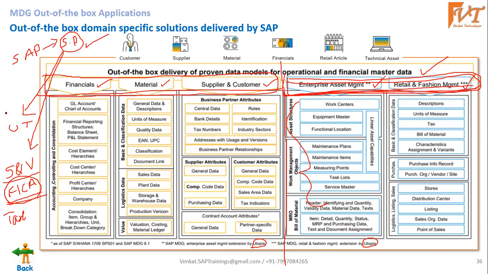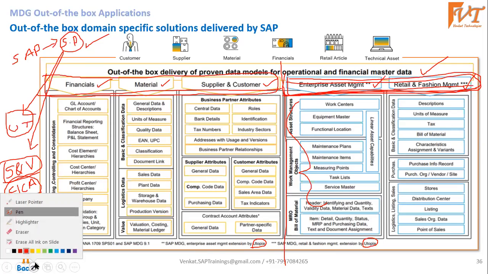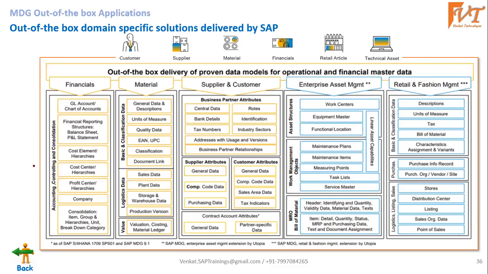Likewise, if any partner specific solutions are there, those will not come with the MDG standard license. An additional license has to be taken for these components. Is this clear for everyone? If you want, we need to purchase through Utopia.